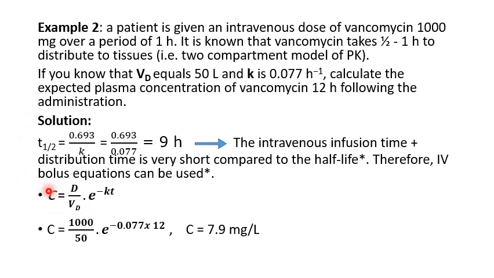Again, here we just apply the equation and we can get the plasma concentration 12 hours following this administration, which is equal to 7.9 milligram per liter. But keep in mind, we cannot calculate plasma concentration within the infusion time using this equation because the drug is not homogeneously distributed, and one compartment open model equations cannot be applied in this case.